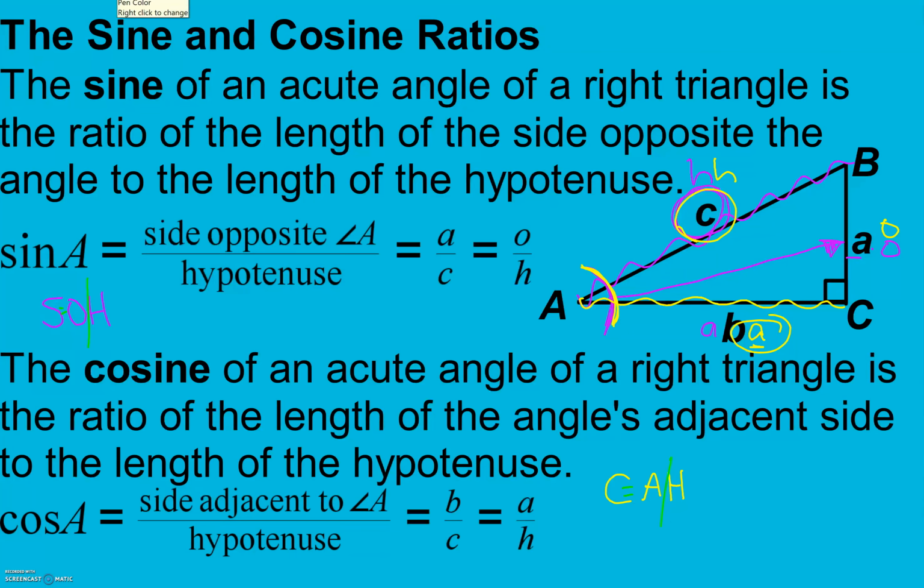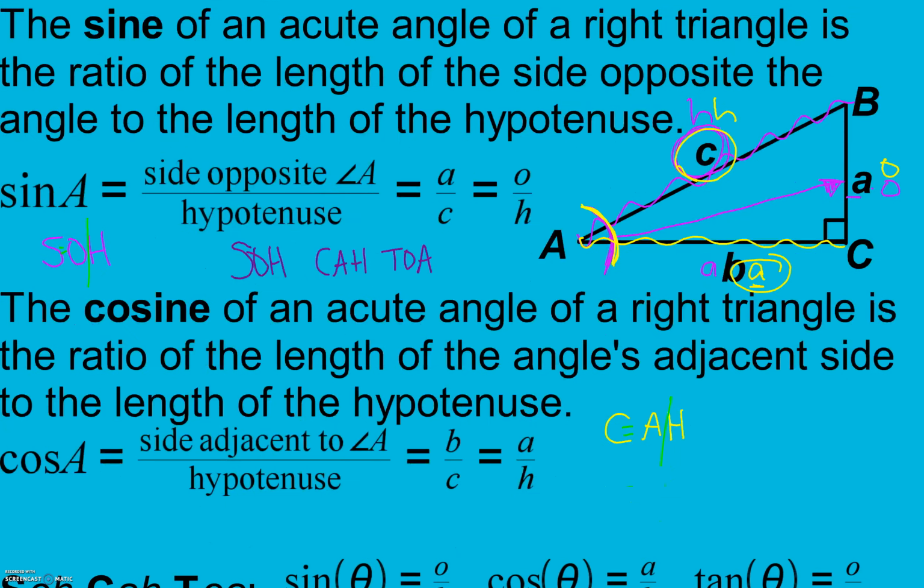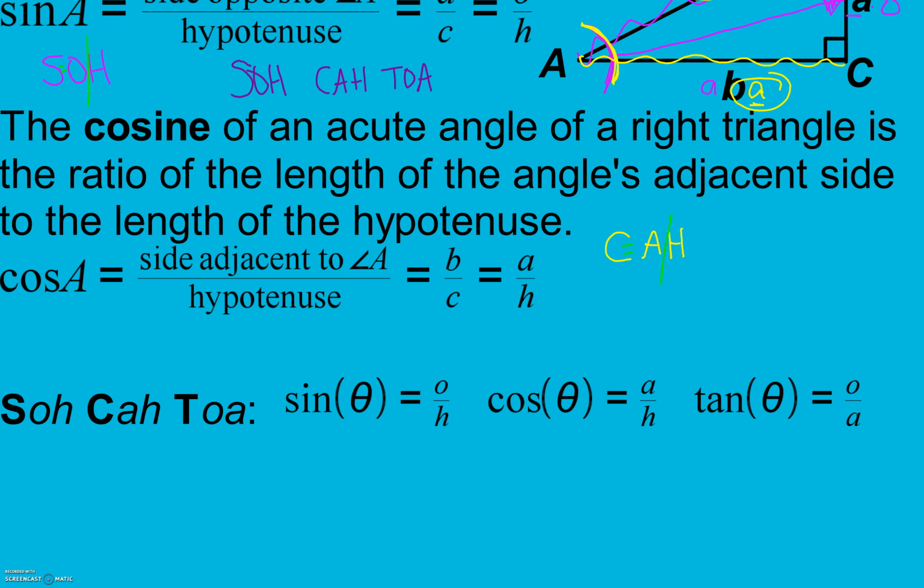So combined with tangent from section 8.7, we have Sohcahtoa. And that's how we can remember our trig ratios. Sohcahtoa, which again I have here. So Sohcahtoa, sine of our angle. This is theta here, guys. It just tells us that that's an angle.